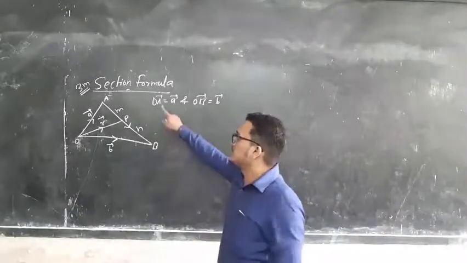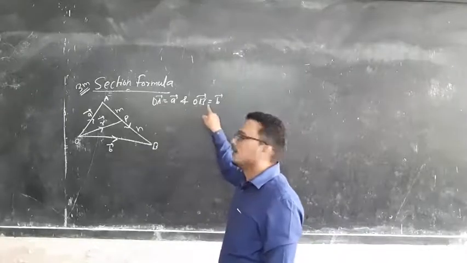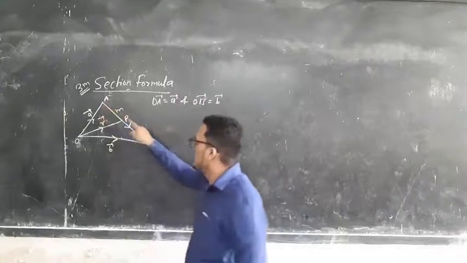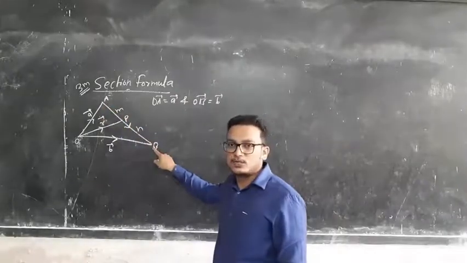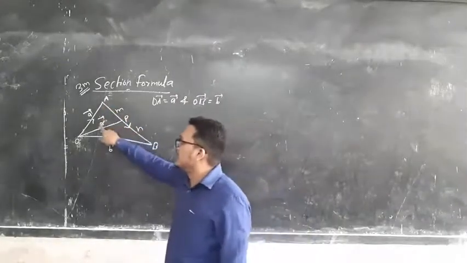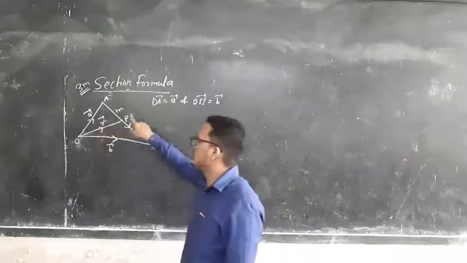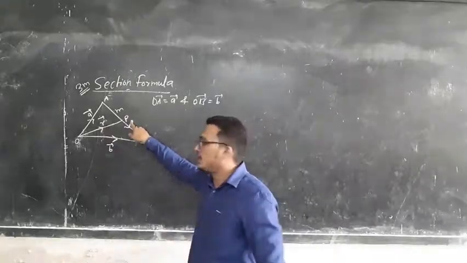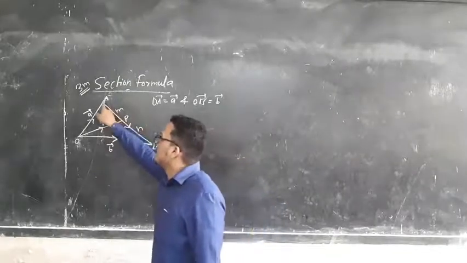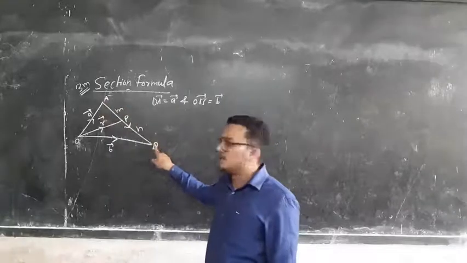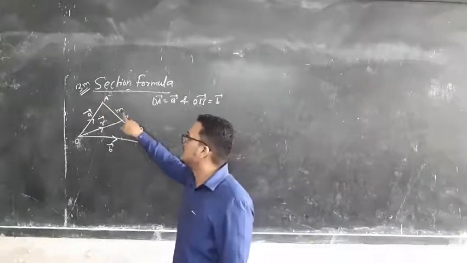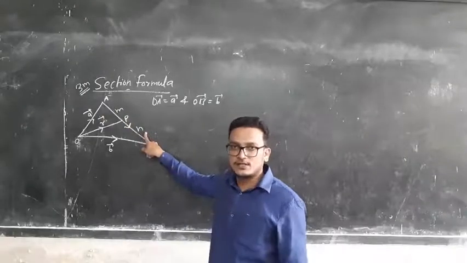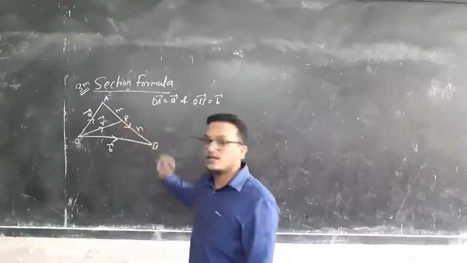Let vector OA be A and vector OB be B, the position vectors of the points A and B respectively. Next, let vector R be the position vector of the point P. Then the line segment joining the points A and B is divided by the point P in the ratio m is to n, internally and externally.